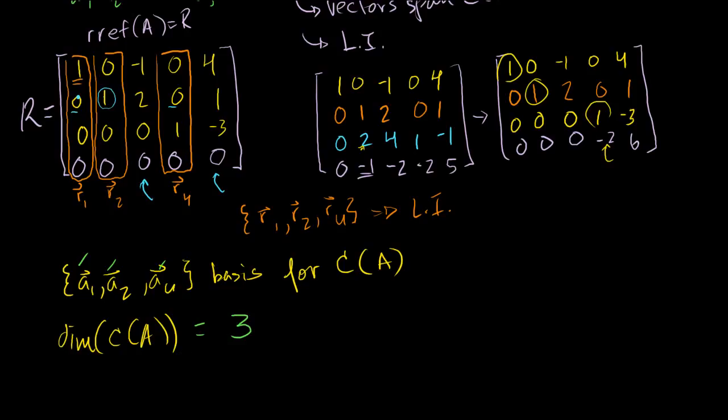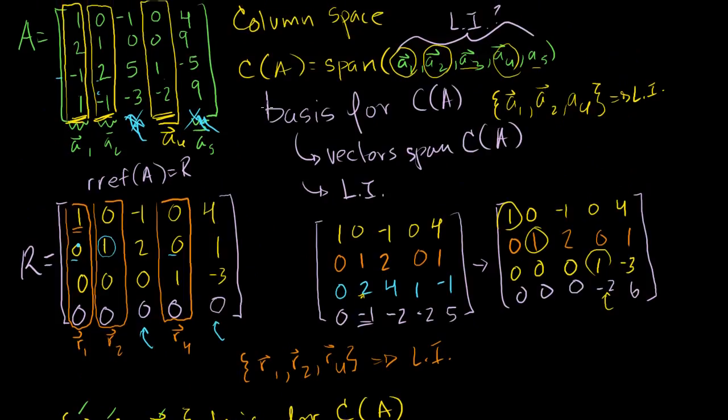The dimension of a column space actually has a specific term for it, and that's called the rank. So the rank of A, which is the exact same thing as the dimension of the column space, is equal to 3. Another way to think about it, the rank of A is the number of linearly independent column vectors that can span your entire column space, or the number of linearly independent column vectors that can be used to construct all of the other column vectors.